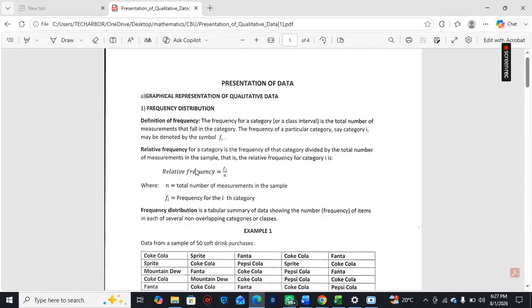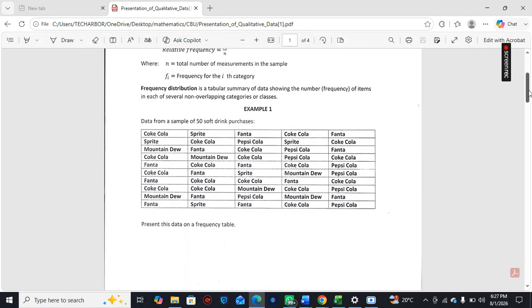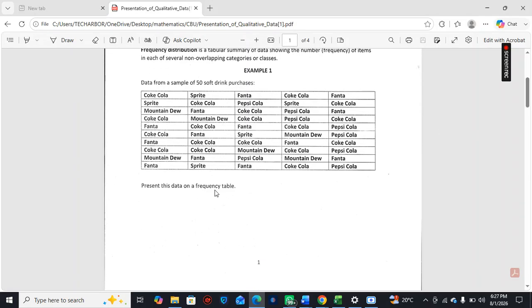Then you hear this term relative frequency. This is just giving you the proportions for each variable that you are looking at, as we are going to see when I show this in the example. So we can look at this example here: data from a sample of 50 soft drink purchases. There's Coca-Cola, Sprite, Fanta, Pepsi, Mountain Dew, so various soft drinks. And they are being asked, present this data on a frequency table.